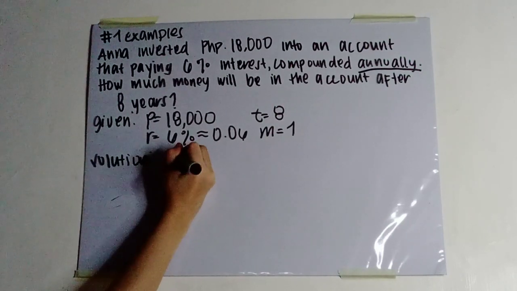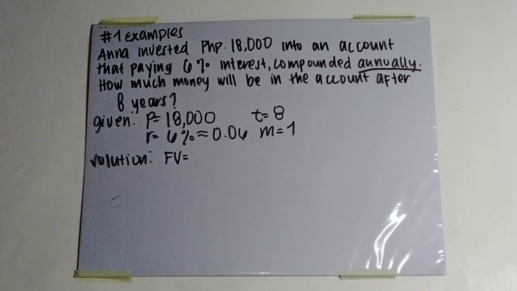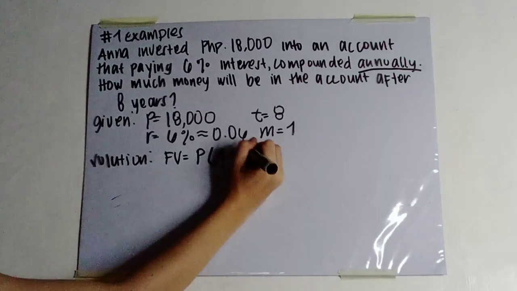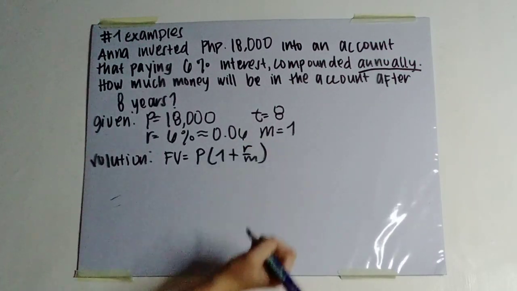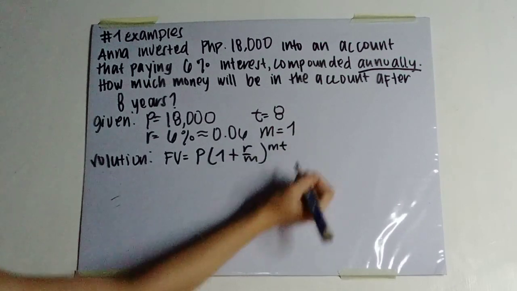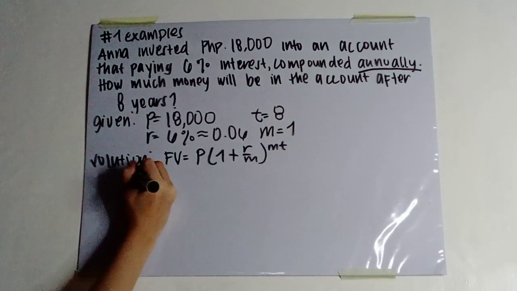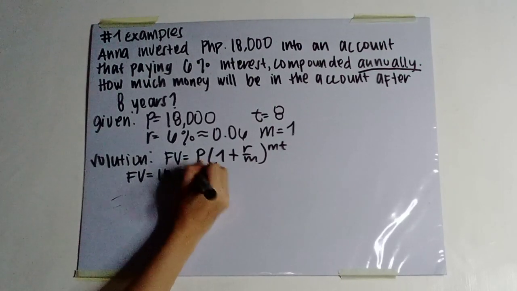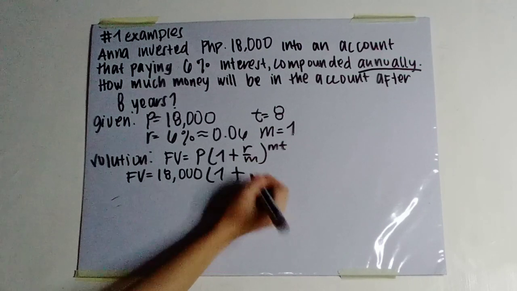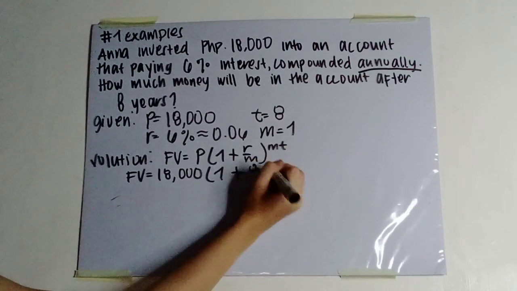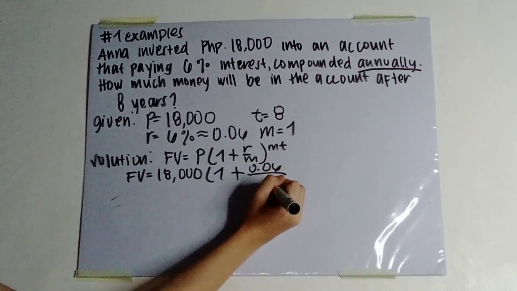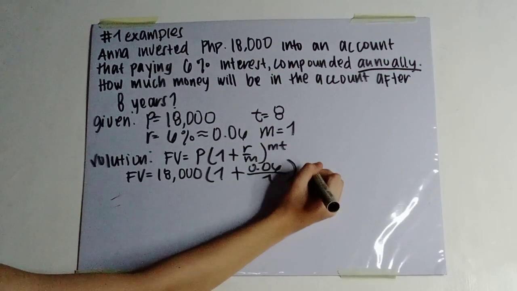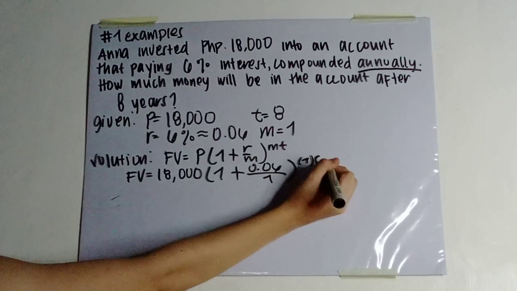First, write the formula. The formula for compound interest is FV equals P times 1 plus R divided by M raised to MT. So the principal is 18,000 pesos times 1 plus 0.06 divided by 1 raised to 1 times 8.